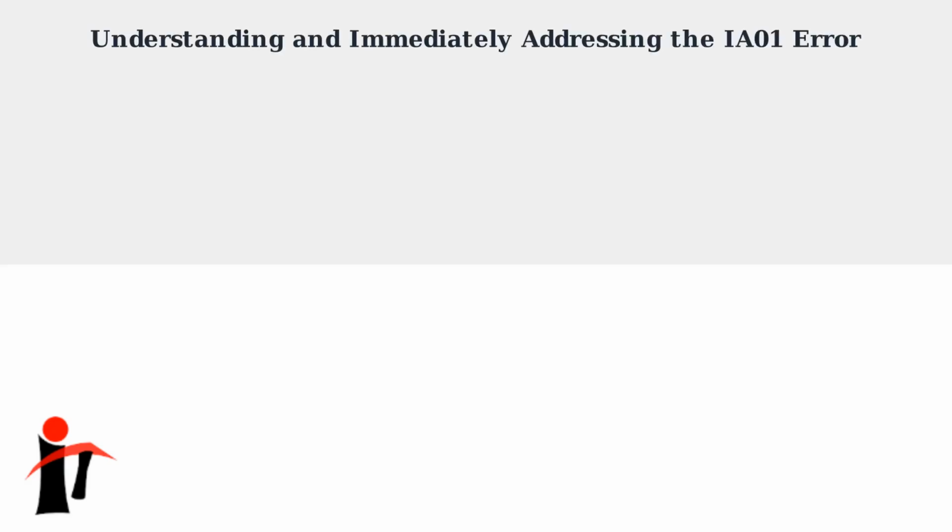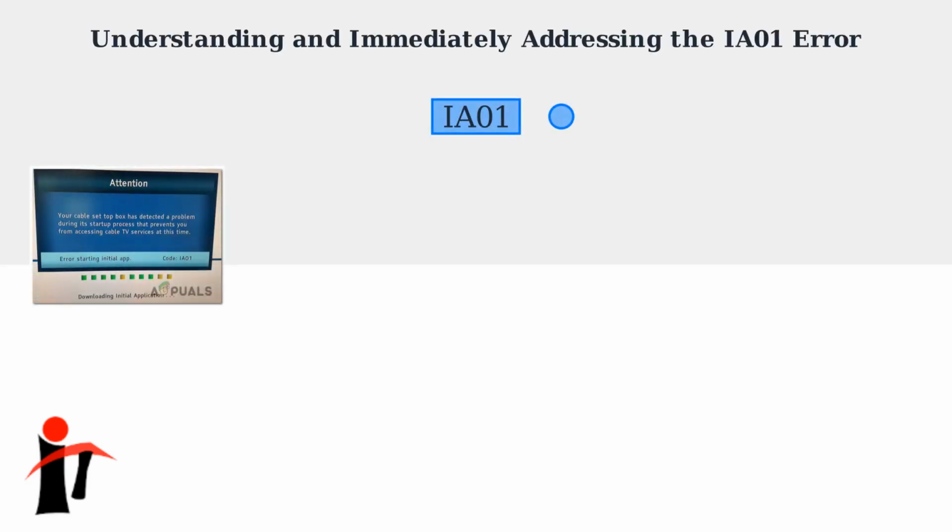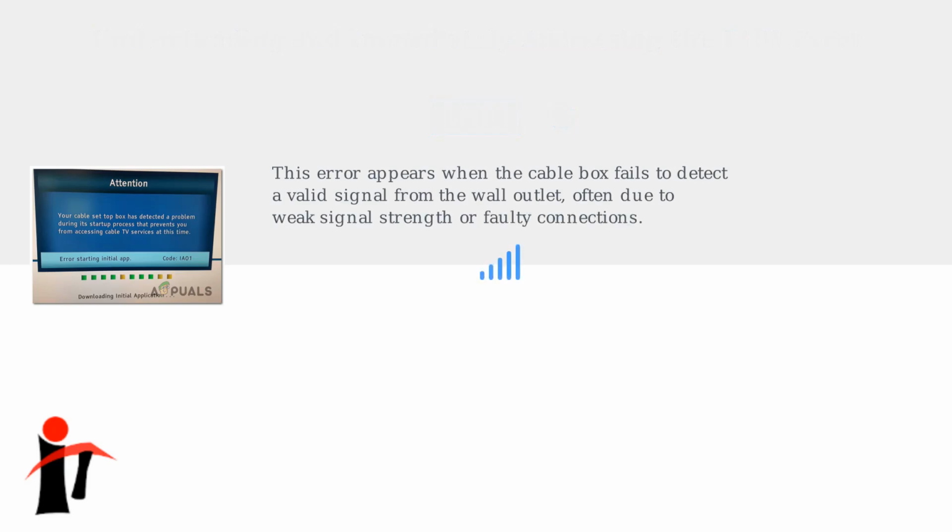The Spectrum Cable Box error code IA01, also written as 1A01, signifies a no signal or startup failure. This means your cable box isn't receiving a signal from Spectrum. IA01 indicates the box cannot receive a signal from Spectrum.